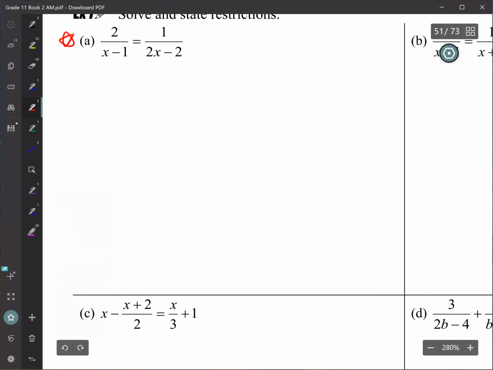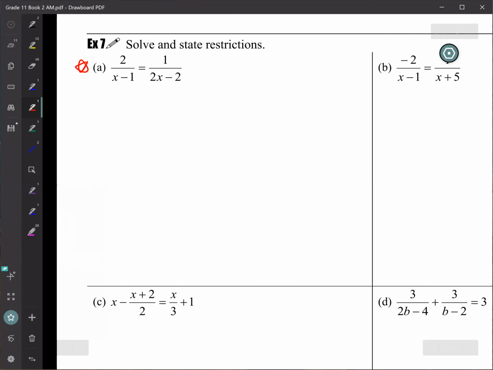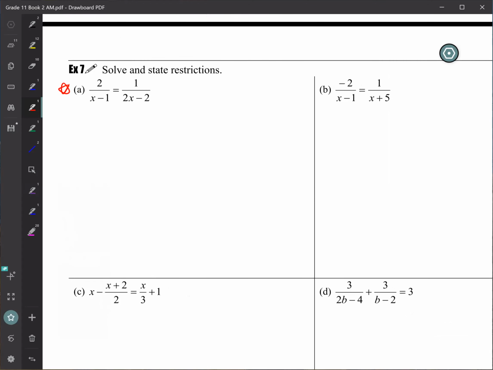So just like before, we want to get a common denominator, but we don't always just take all the denominators and put them together, right? We want to get the lowest common denominator. And to do that, we need to factor first, okay? So first, you factor.